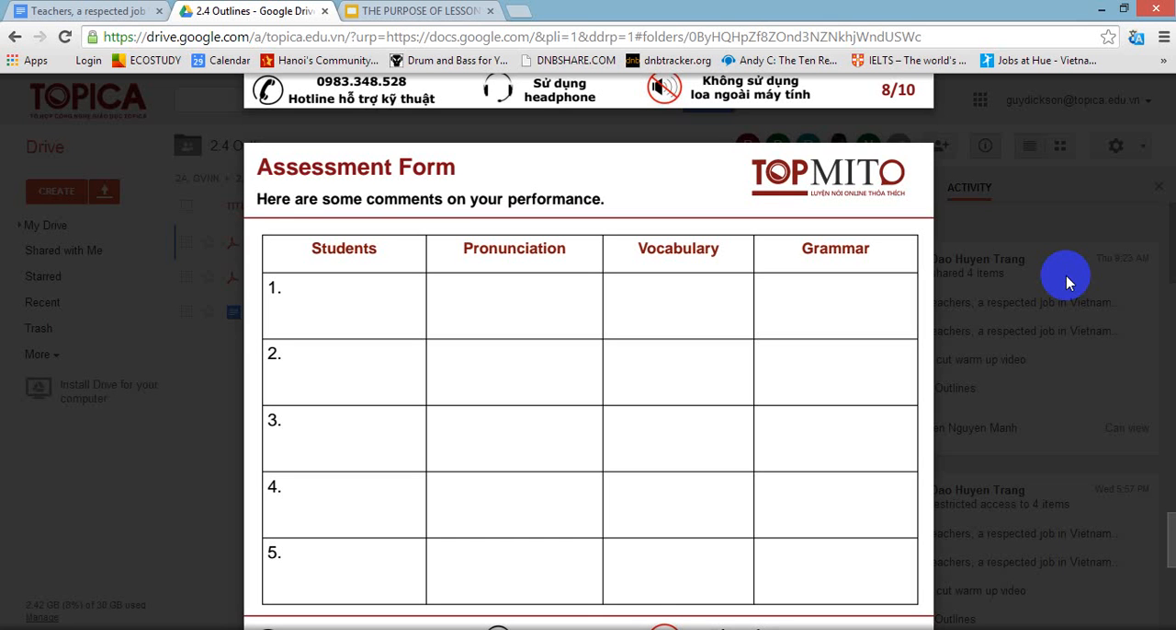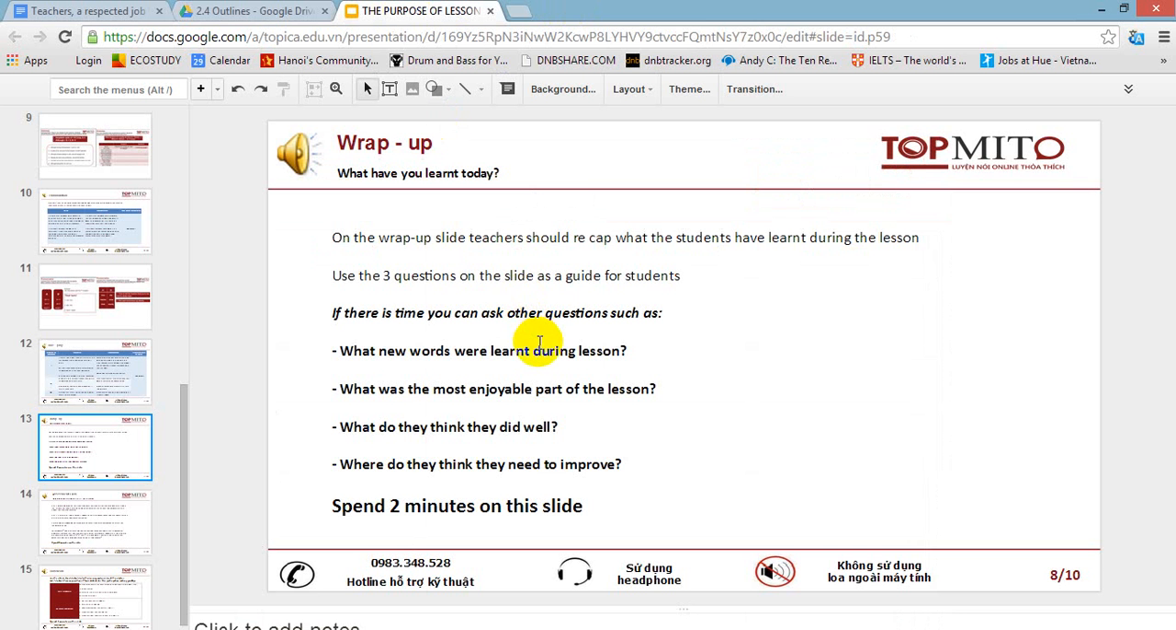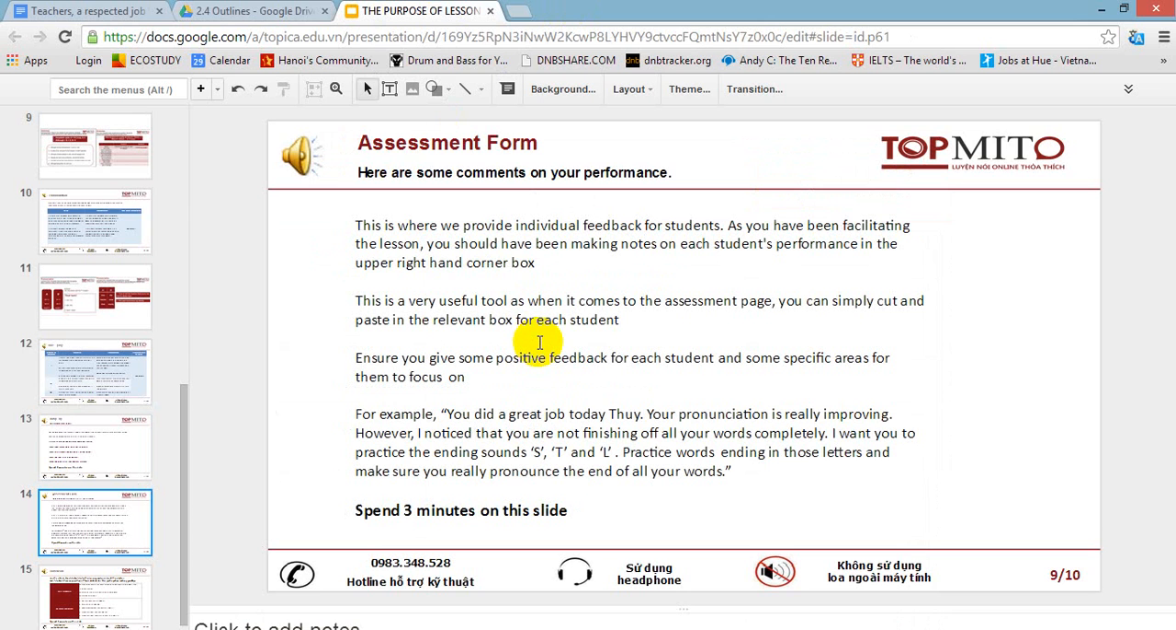And we don't want to give any negative feedback, we want to give some constructive or positive feedback, some things that they did well, but also some things that they need to improve or work on. And here we want to make sure, this is a very important slide, that we leave around 3 or 4 minutes for this slide so we can focus on each of the students and give them each an equal amount of time.